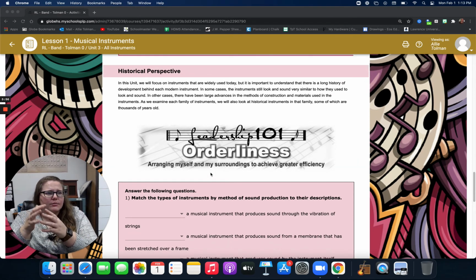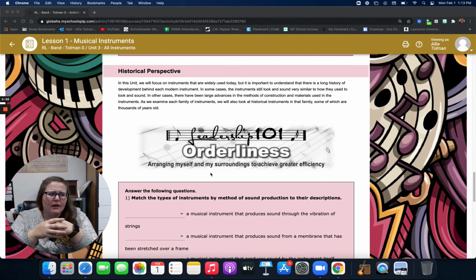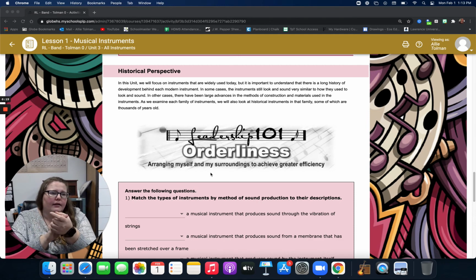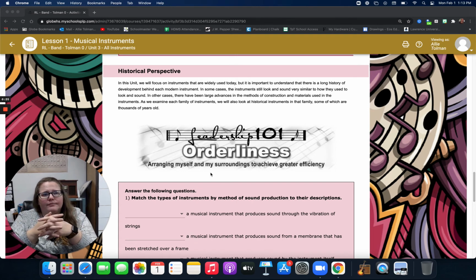We're going to focus on instruments that are widely used today. But it's important to understand that there's a long history that got us to today. The instruments still look the same and sound kind of the same, but they've just been upgraded. In other cases, there's been huge advances in how to use them and how to build them, making them a better instrument. We're going to examine each one, as well as look at some of the history behind them, and then go through each family.